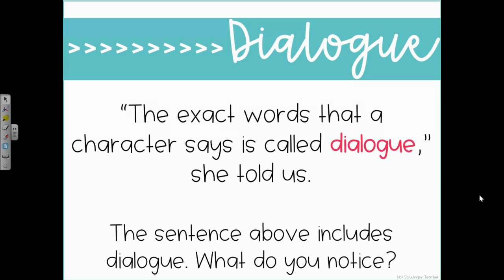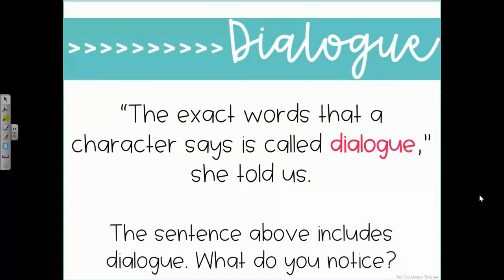And this week in grammar, we're going to focus on something called dialogue. The exact words that a character says is called dialogue. "She told us." The sentence I just read above includes dialogue. What do you notice about dialogue? You should be able to tell me that dialogue are the exact words that somebody says.